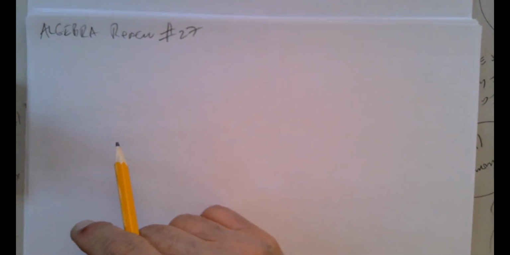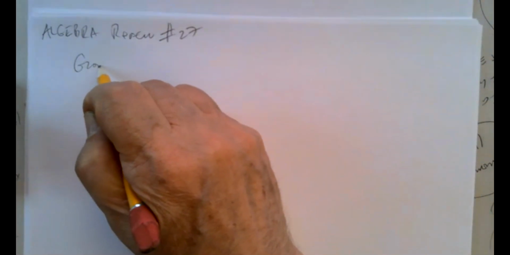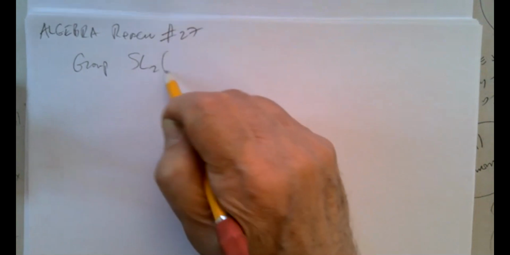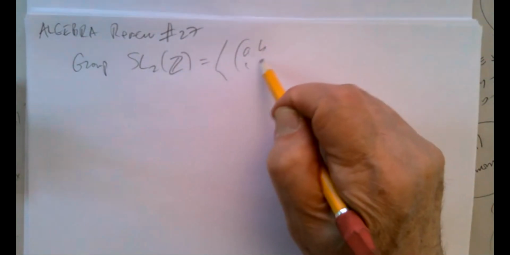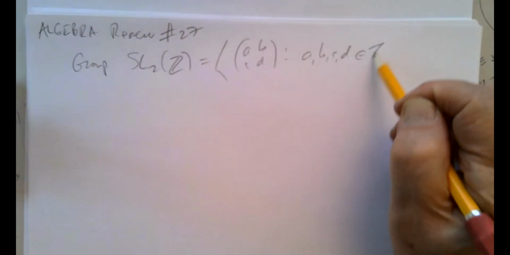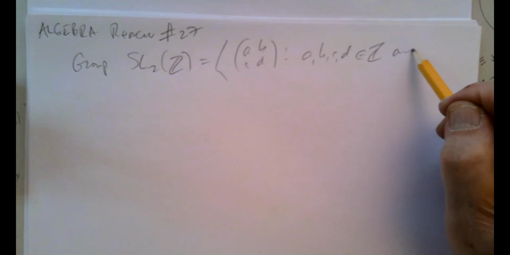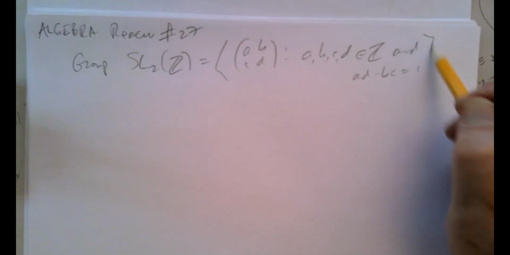Okay, so let's get it on the screen. Algebra number 27. We have the group SL2Z, which is all 2 by 2 matrices where A, B, C, and D are integers, and the determinant AD minus BC equals 1.